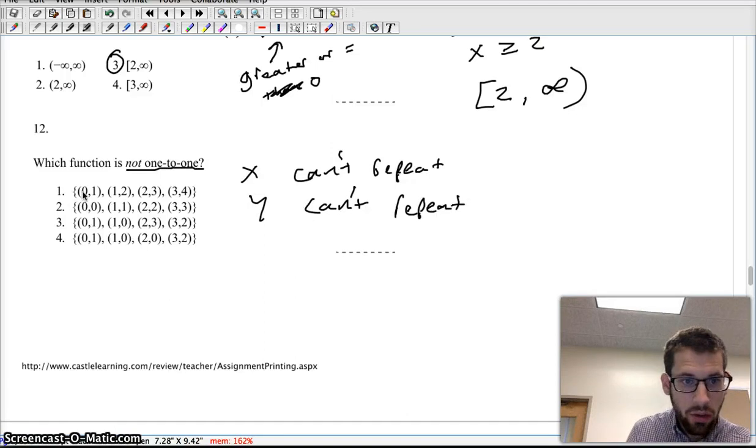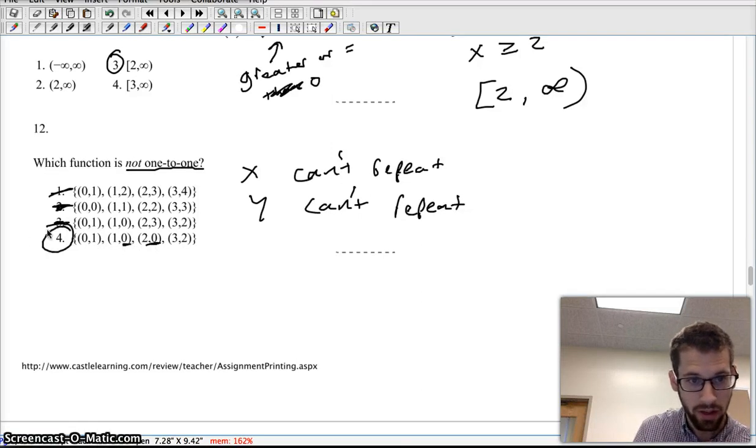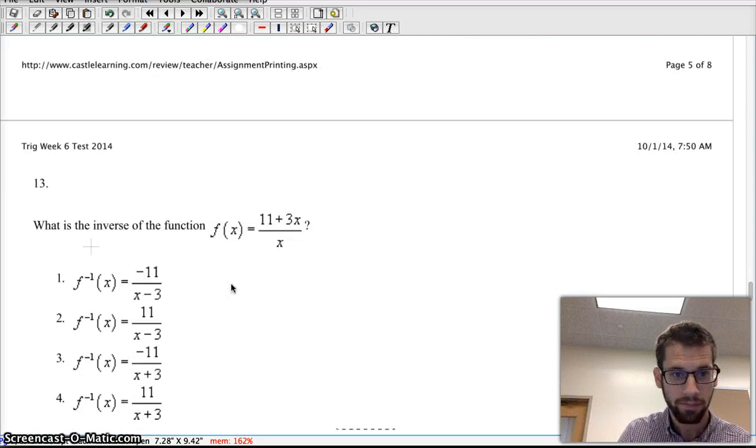Okay, so 0, 1, 2, 3, this one is a function, and 1, 2, 3, 4, this is one-to-one as well. So 0, 1, 2, 3, it's a function. 0, 1, 2, 3, not one-to-one. Alright, 0, 1, 2, 3, 1, 0, 2, 3, still no repeating. And finally 0, 1, 2, 3, it's a function, but 0, or rather 1, 0, 0. So here I have my 0 is repeating, my y is repeating, so this one is not one-to-one.